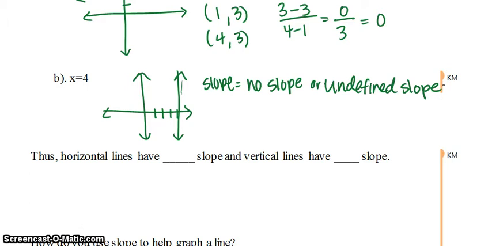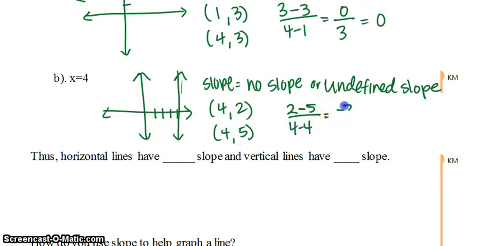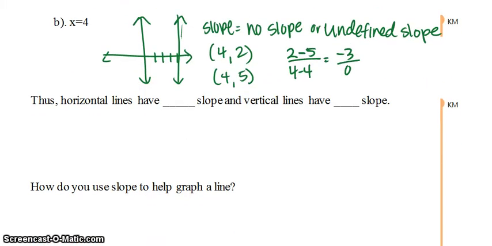Again, I can prove it to you. So if x has to be 4, it's going to have 4 and 2 and 4 and 5. As long as x equals 4, it's on that line, those are the points. So I'm going to do 2 minus 5 over 4 minus 4, which equals negative 3 over 0. But you can't have over 0. That's why it's undefined. So, thus, horizontal lines have 0 slope, and vertical lines have no slope. Get it? Got it? Good.